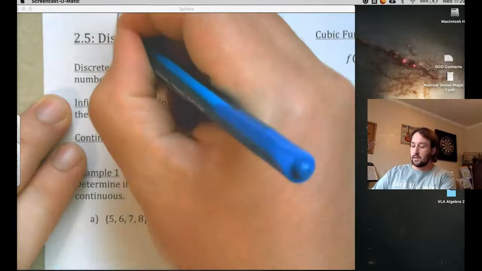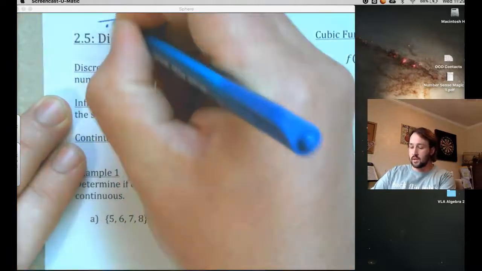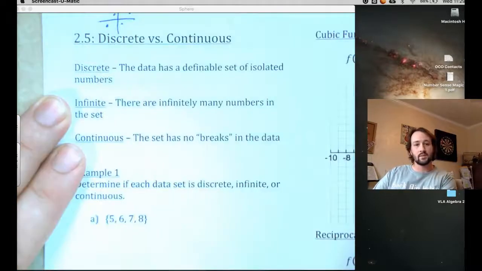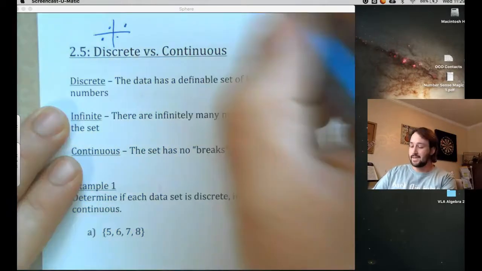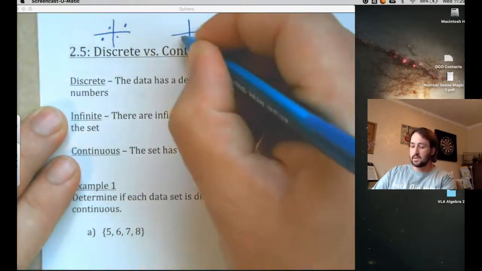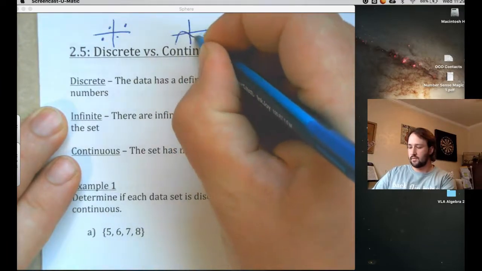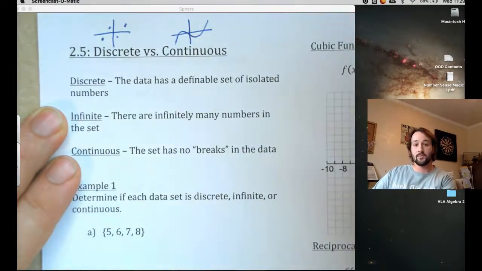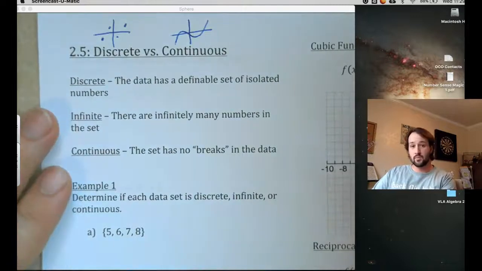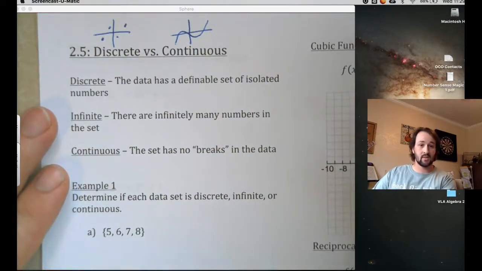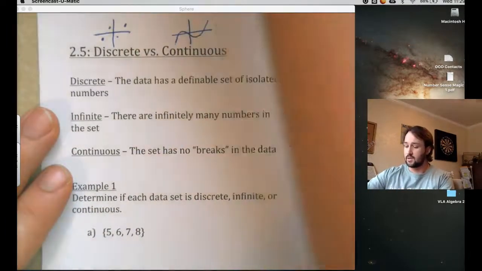Discrete, in layman's terms, essentially means kind of broken up. It has breaks in the graph. Continuous means, what I like to say is, I can draw my graph without picking up my pencil. So continuous, there's no breaks. Discrete, there's breaks. It's isolated. Infinite has infinitely many numbers.